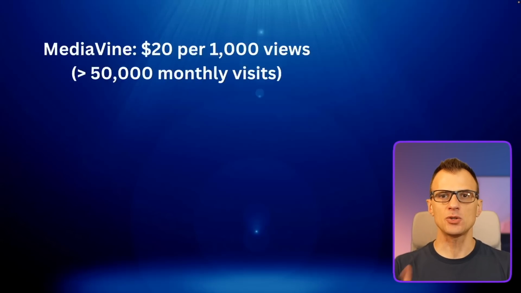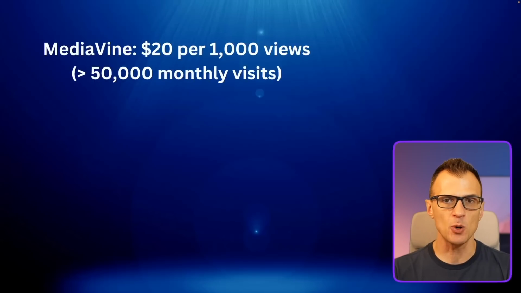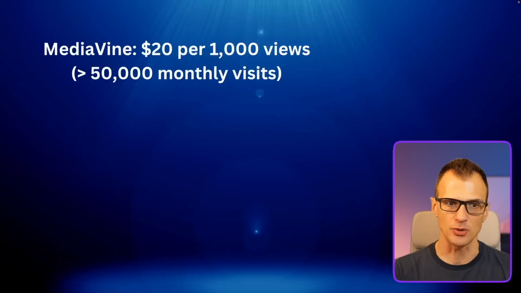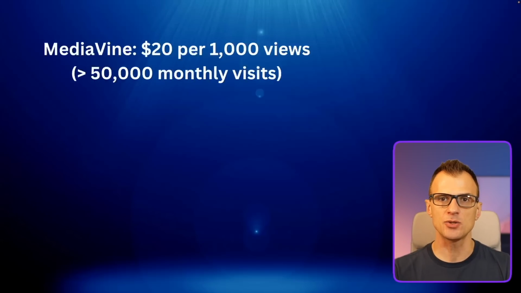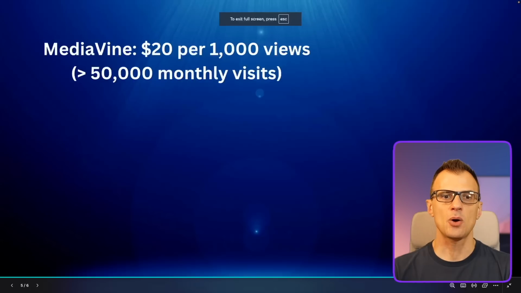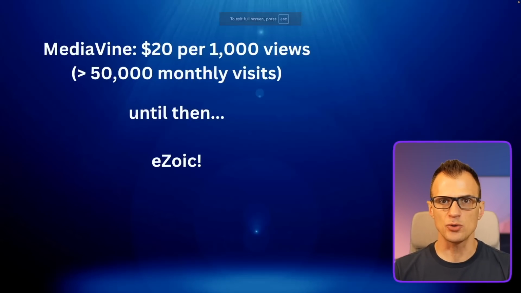Your end goal is to get into Mediavine. Mediavine is the network that I have personally used for a number of years now, and their payout is really good. This is where you can get about $20 per 1,000 views in the niche that I have shown you. However, Mediavine requires you to have a minimum of 50,000 monthly visitors before they allow you to start monetizing with their ads. So until then, I recommend that you use Ezoic.